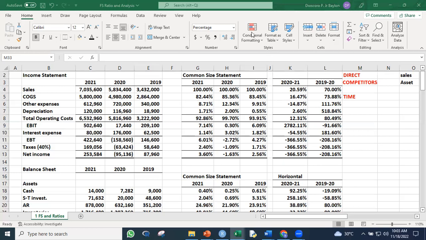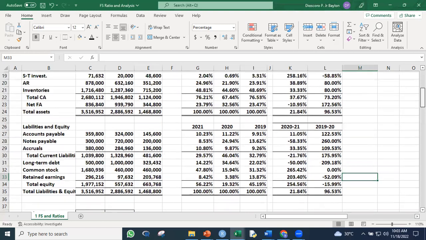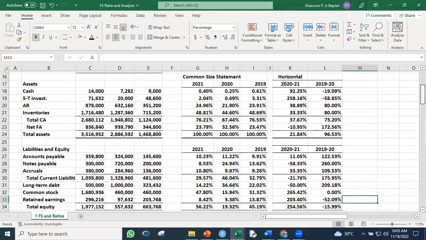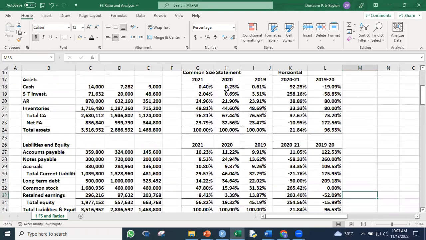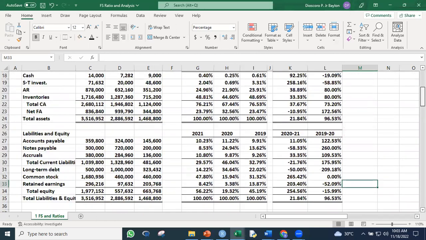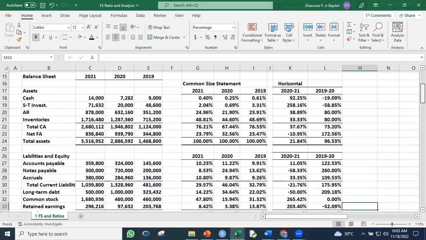All right, so thank you so much. Let's proceed. Okay, let's take a look once more at the common size statement. And let's try to see what we can learn from this common size statement. We already discussed the income statement. Let's take a look at the balance sheet. So the common size statement for the balance sheet will tell us the proportion of the investments as far as assets are concerned.